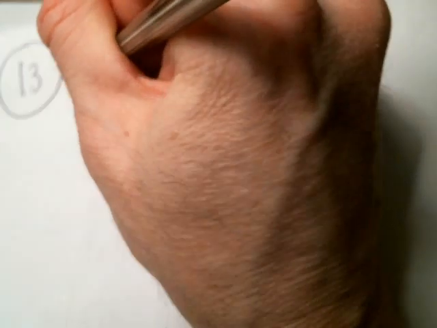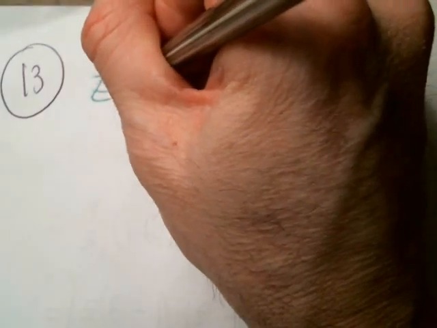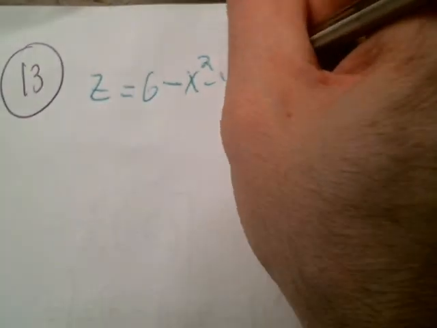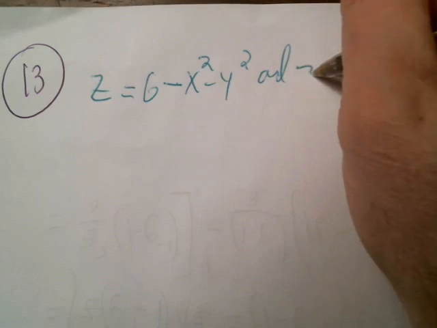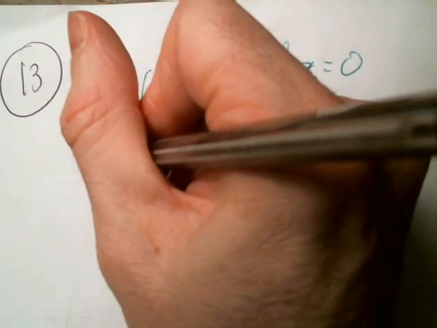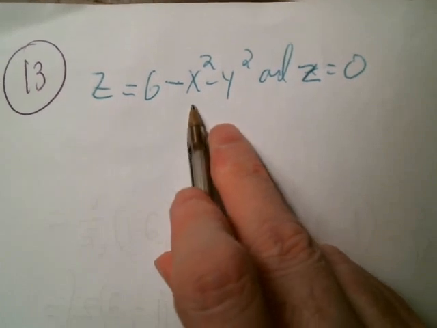Where are we? Number 13. Set up the integral to find the volume of the solid. Do not evaluate. Right, so the region z equals 6 minus x squared minus y squared, and z equals 0. So z equals 0 is the xy plane. And then this thing, what is that?